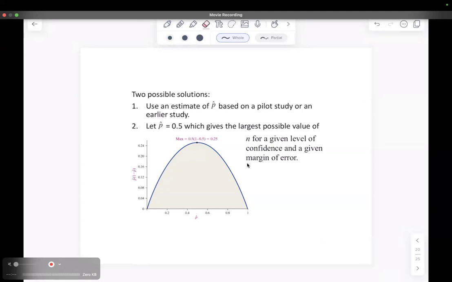If we don't have a prior estimate, use 0.5 as your p hat, because this is going to give you the largest possible value.